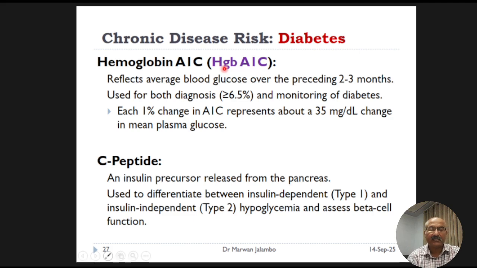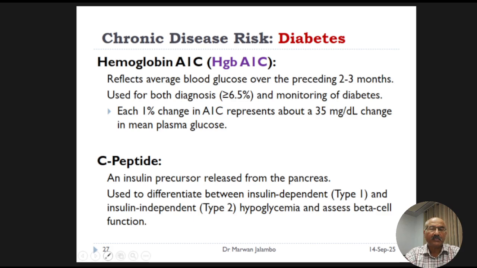This provides a direct reflection of the average blood glucose level over the preceding 2 to 3 months. A value of 6.5% or higher is diagnostic for diabetes. It is also a powerful tool for monitoring glycemic control.